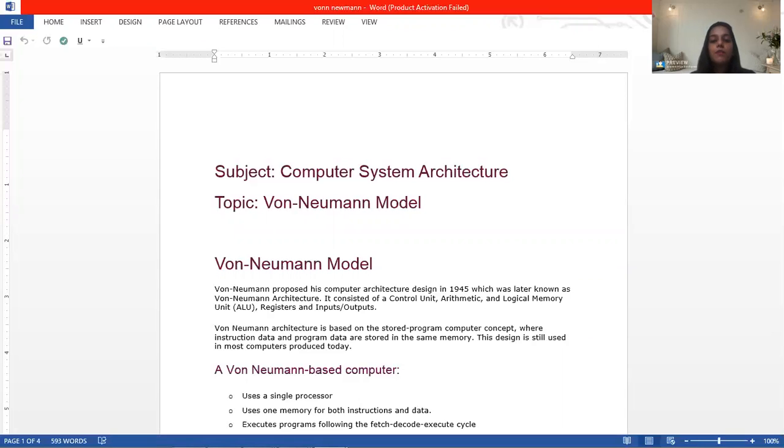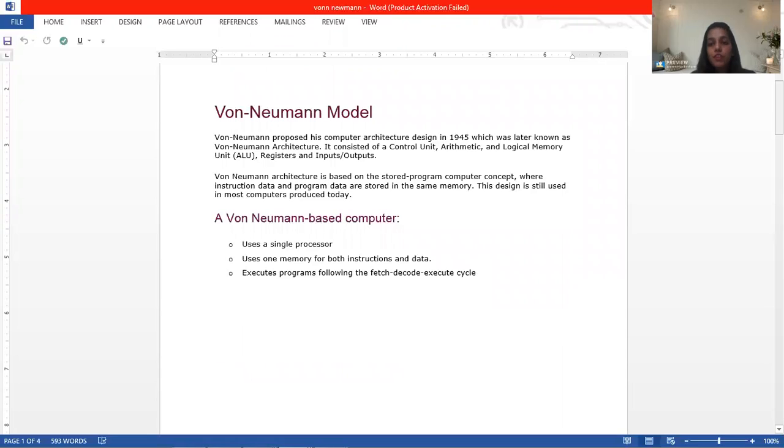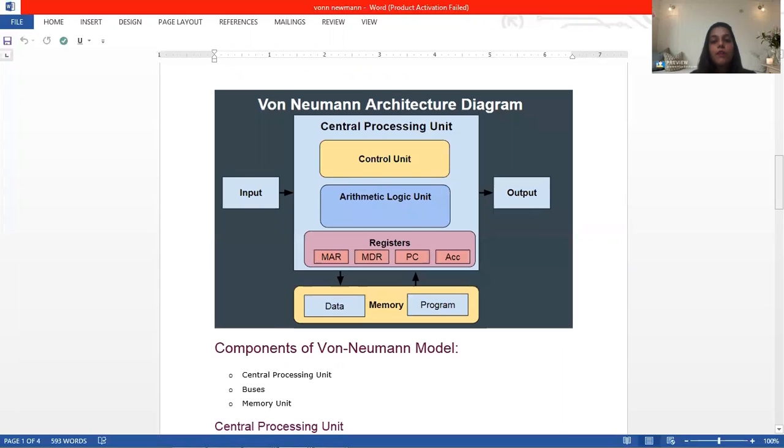So, the Von Neumann model uses a single processor, uses one memory for both instructions and data, and executes programs following the fetch, decode, execute cycle. So here is the Von Neumann architecture diagram. Here you can see the basic units of the computer system like input, output, control unit, ALU, registers, memory, right? So all these are the basic components of our computer system, the laptops or the desktops.